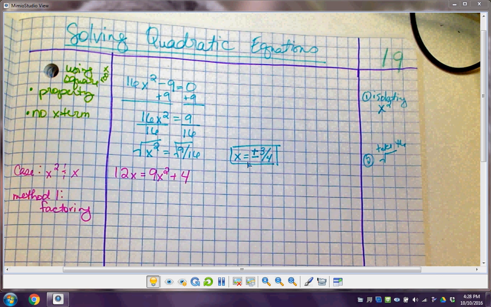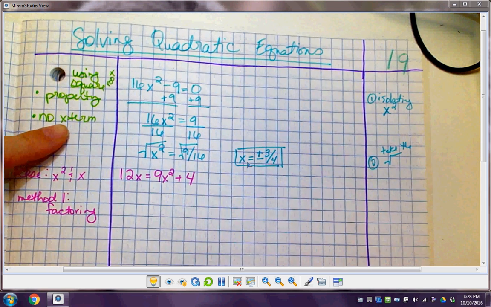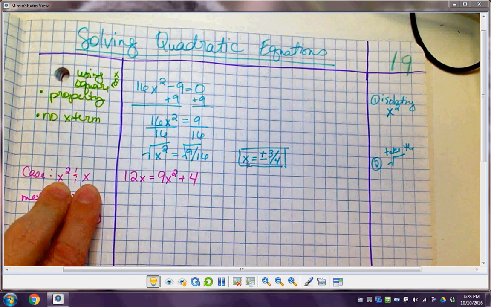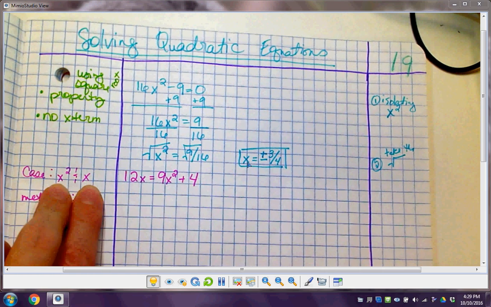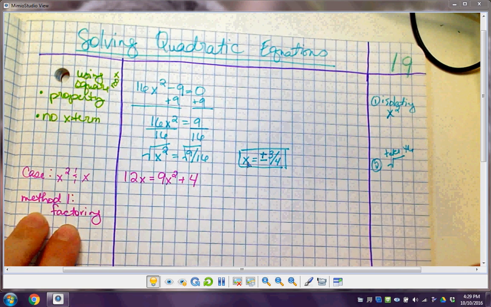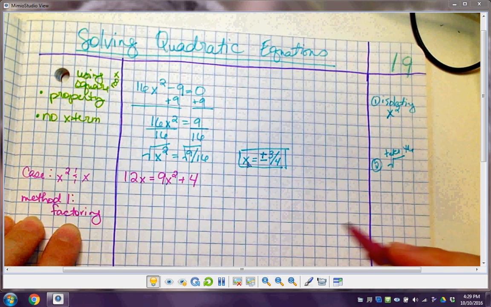Alright, so we have solved a quadratic equation using the square root property. But that was when you have no x term. So what happens when you have an x squared and an x term? It's going to change the problem and it's going to change our method. The first method is going to be to solve it by factoring.